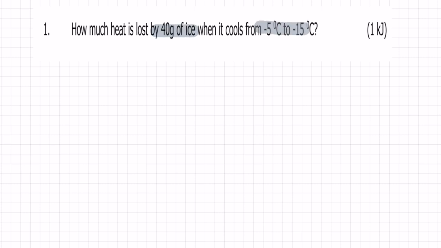Let's start with a simple question. How much heat is lost by 40 grams of ice when it cools from negative 5 degrees Celsius to negative 15 degrees Celsius?